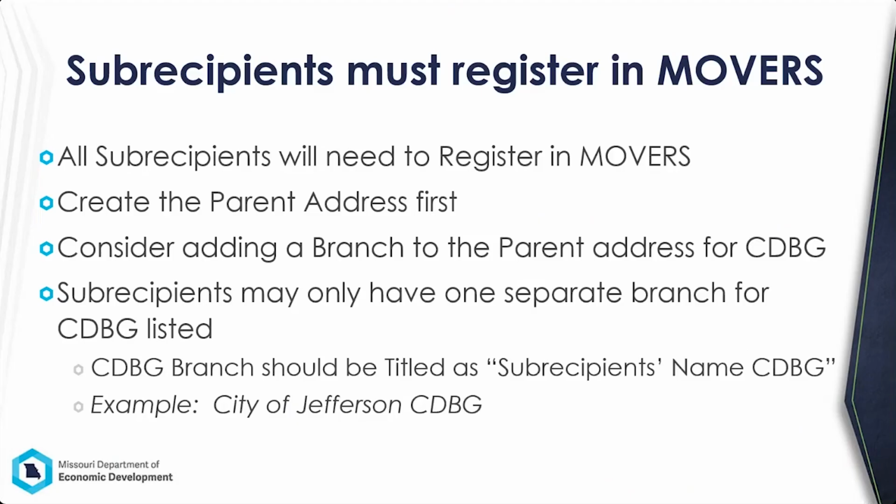The parent address should be their general revenue account or whatever their main bank account is. And then we can't require it just yet, but we consider adding a branch. We highly recommend adding a branch to that parent address and make sure it's labeled CDBG. Recipients may only have one separate branch for CDBG, so it's supposed to be their CDBG account that collects all CDBG funds. And it should be the title of the name of the subrecipient with CDBG added next to it.